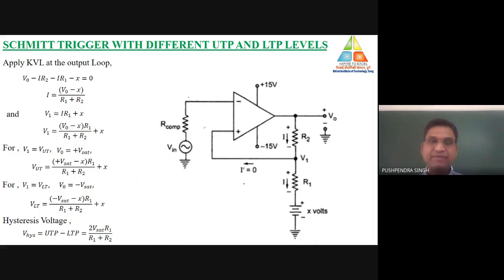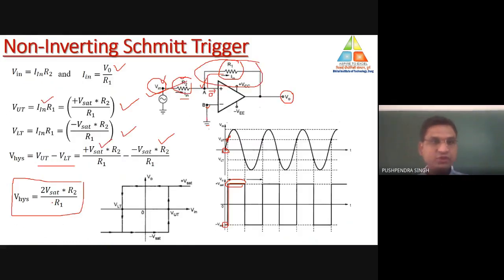So actually that part was completely based on the case when the upper triggering point and lower triggering point were the same. Why? Because in both calculations, the value of saturation voltage is fixed. If the value of saturation voltage is fixed, on that condition we may move further with this kind of circuit. So this is the basic circuit of the Schmitt trigger circuit.